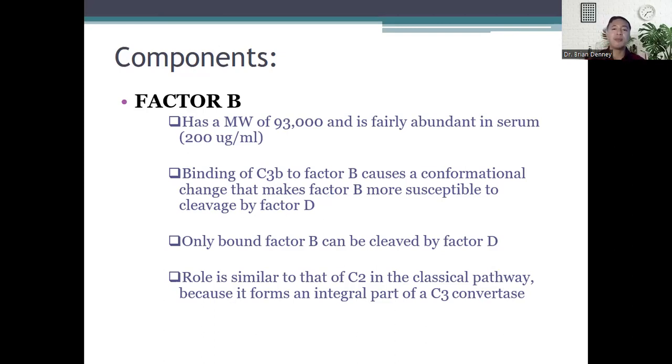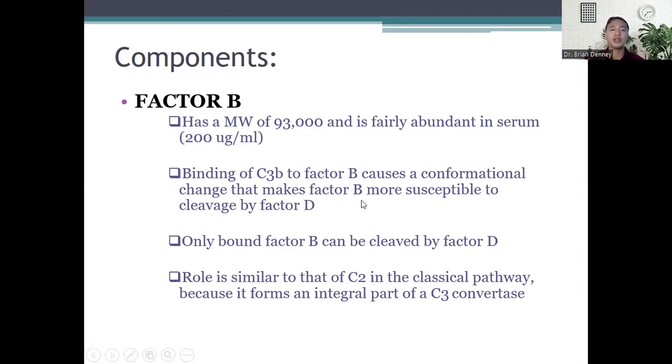Again, I'll have to repeat that. Your factor B binds to your C3b. The main reason is that your factor B becomes activated only when it is complexed or bound to your C3b. Now, once your C3b is bound to your factor B, it causes conformational changes in factor B, making it more susceptible to cleavage by factor D. Only bound factor B can be cleaved by your factor D.